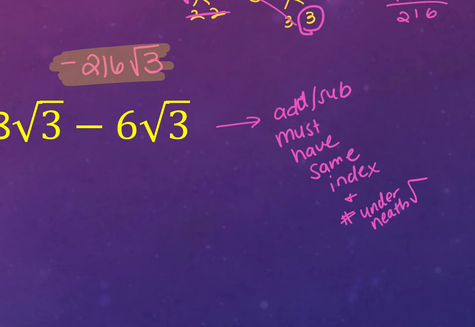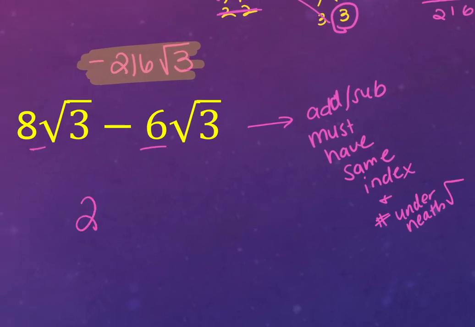In this case, they both have the square root 3. So I can combine them. I keep the square root 3 as square root 3, just like you would do with an x or an x squared. And I combine the numbers in the front. So 8 minus 6 is 2, and the square root 3 stays on it. Valerie, did that answer your question?